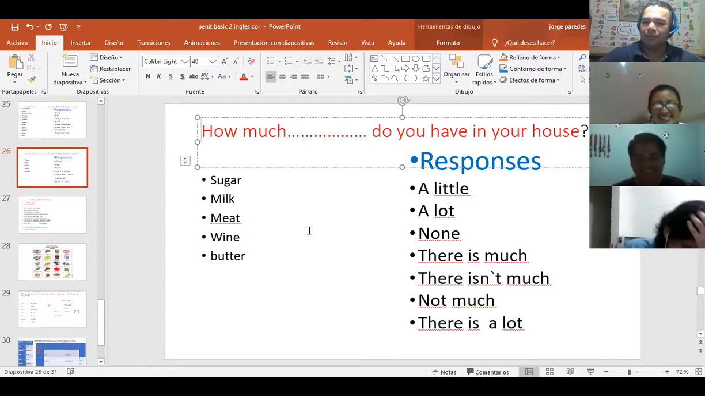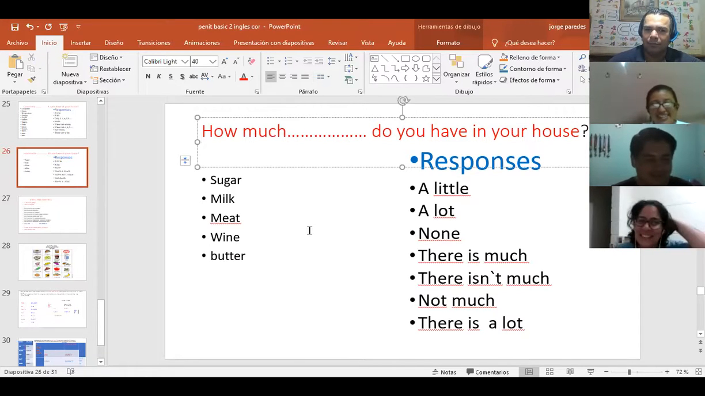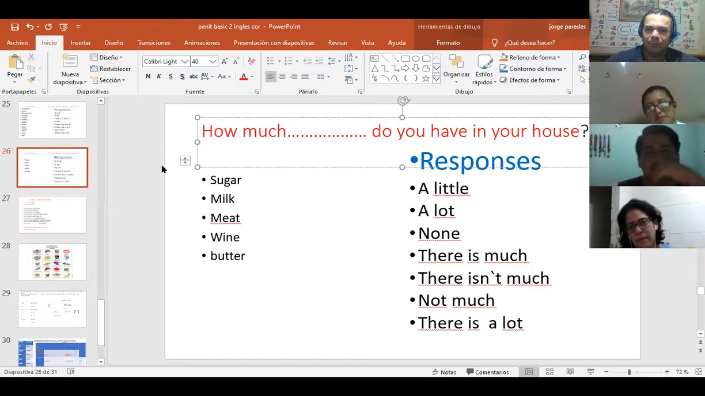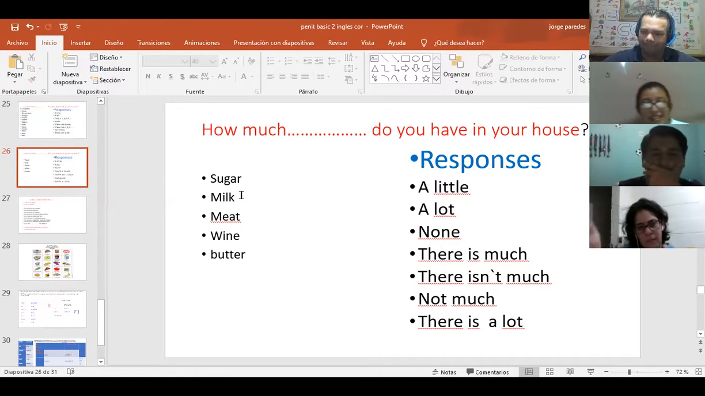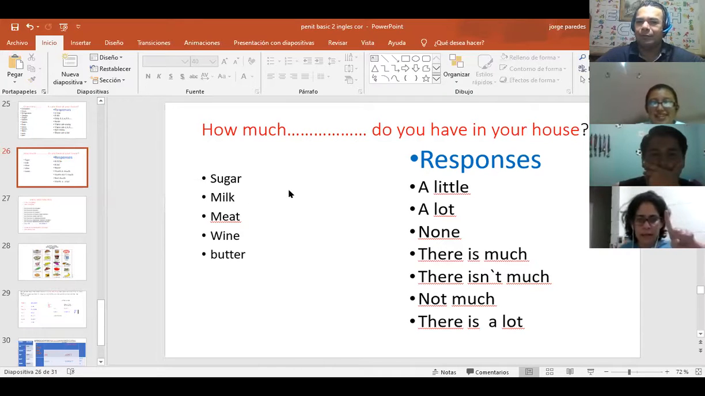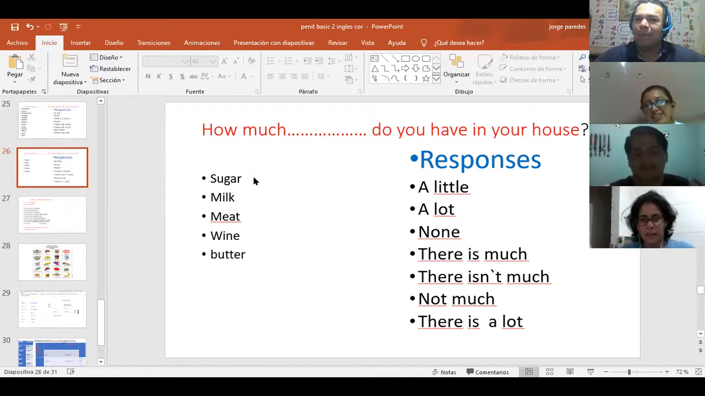Es que yo entiendo que ahí sería diferente, por ejemplo, si ocupáramos cuántas botellas de leche. Ok, pero es que aquí es cantidad de un producto. Aquí solo es leche. Pero si lo midiéramos, por ejemplo, en botellas, ya sería plural. Correcto. Cuando hablamos de unidad, sería how many. There is. Cuando hablamos cantidad de volumen.